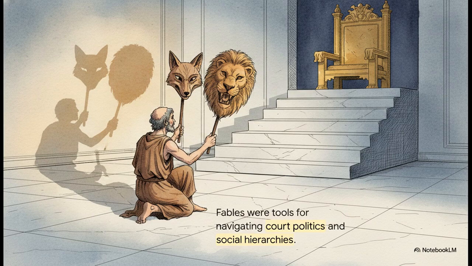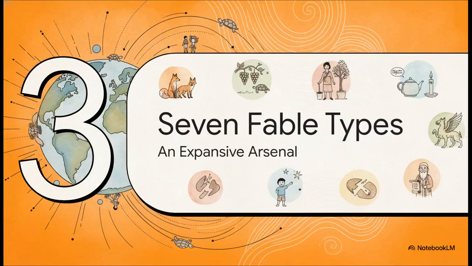By wrapping his critiques of powerful people in the guise of animals, he could navigate treacherous court politics and those super rigid social hierarchies without actually losing his head. Which brings us to Section 3, the 7 fable types, an expansive arsenal. Let's see how the fable evolved into several highly versatile formats as it spread globally.